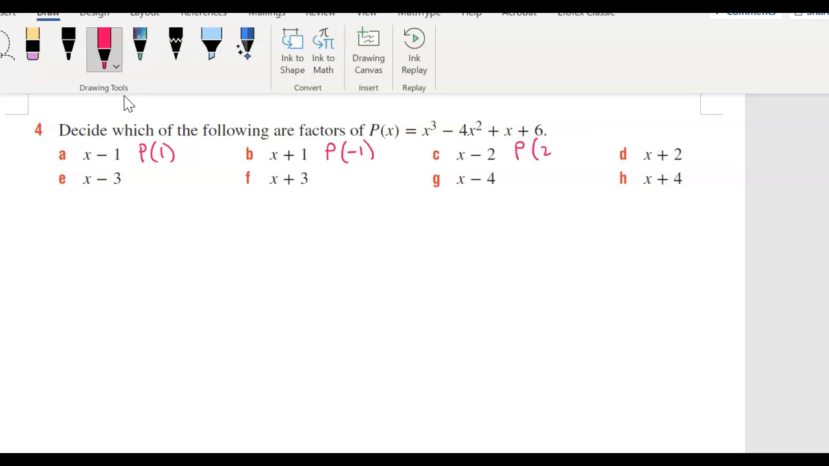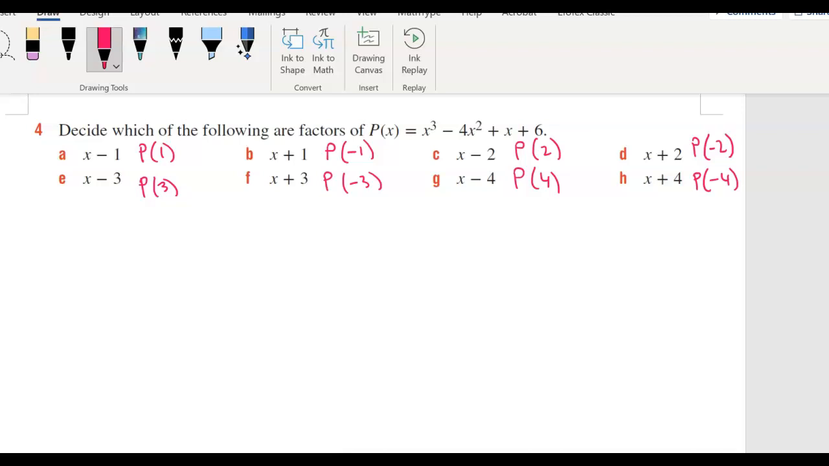This one is going to be p of 2, p of -2, p of 3, p of -3, p of 4, and this one's going to be p of -4. So we don't have to do 8 lots of long division to get our remainder.